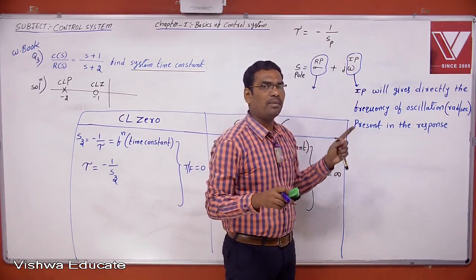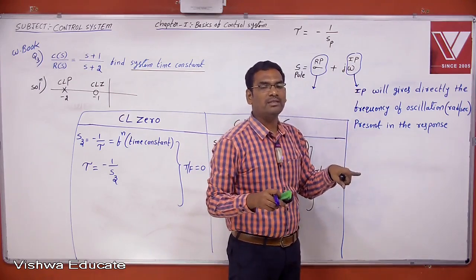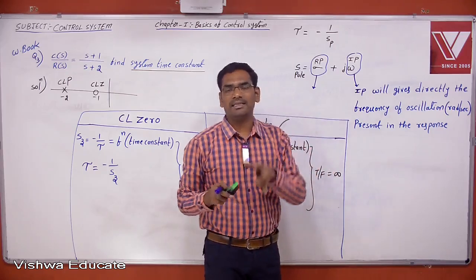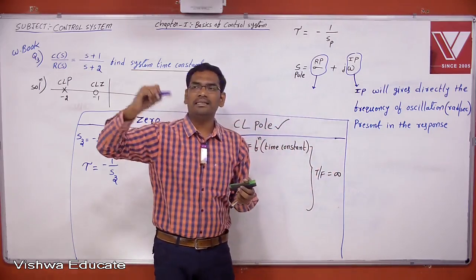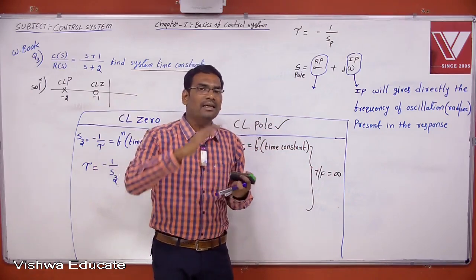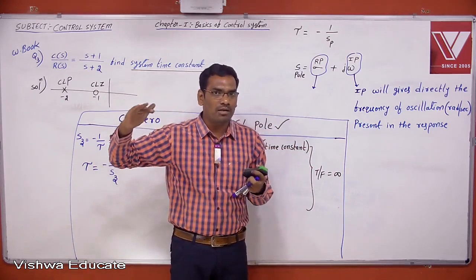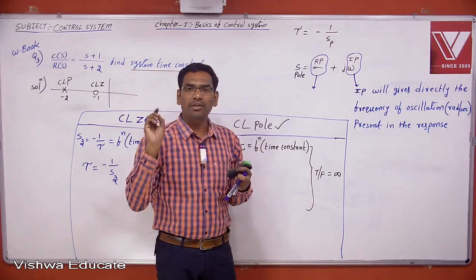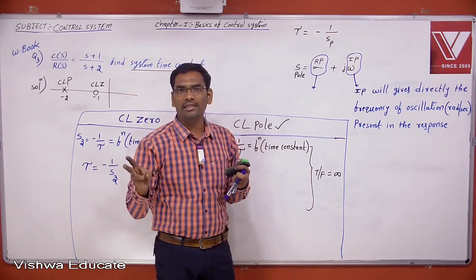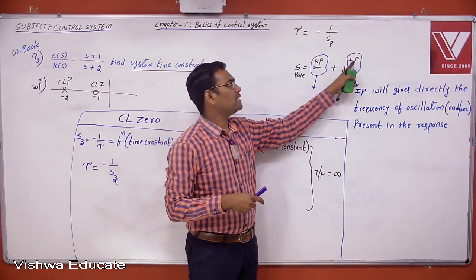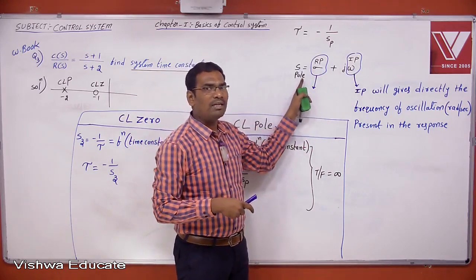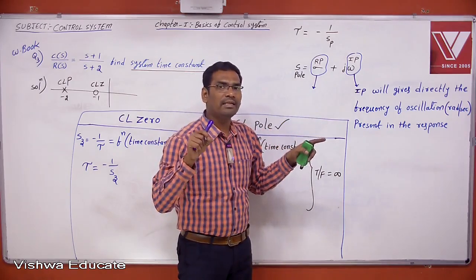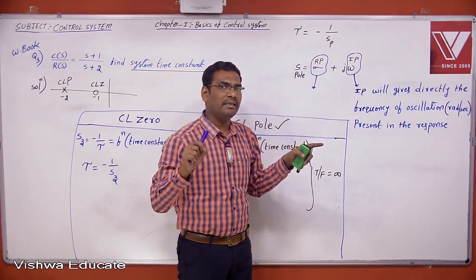There is no need to apply the input. There is no need to see the response. You can find directly whether there are any oscillations existing in the response, whether any sine or cos wave is present, whether any sinusoidal oscillations are present or not. You can identify directly, without applying input and without looking at the response, by looking at the imaginary part of the pole. Whatever the imaginary part of the pole says, that should be the frequency of oscillations present in the response.